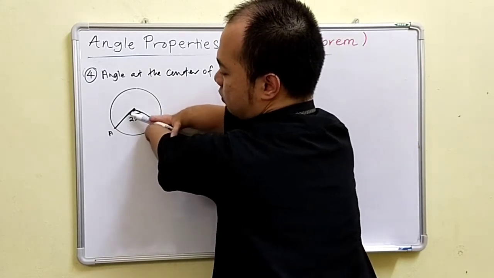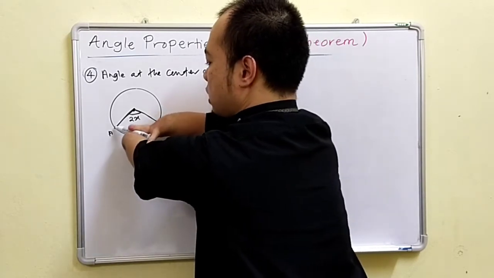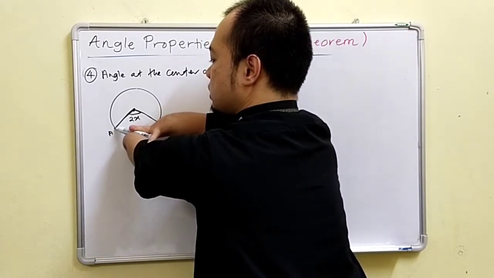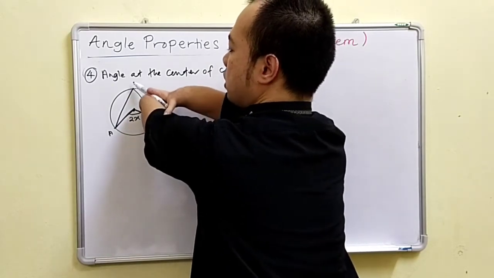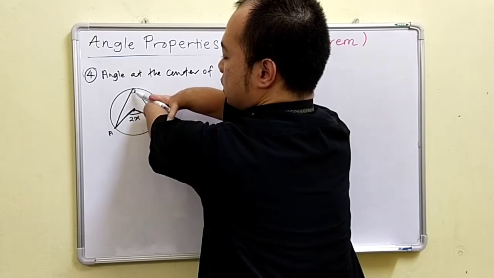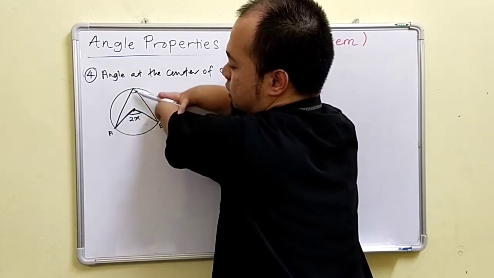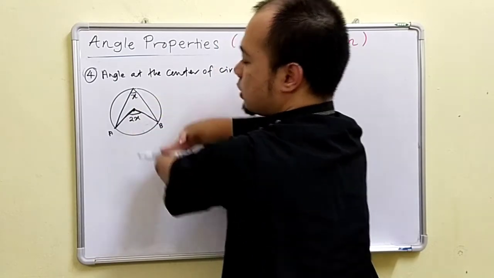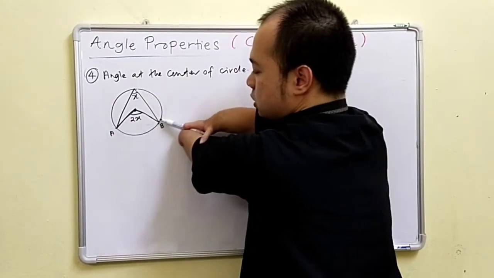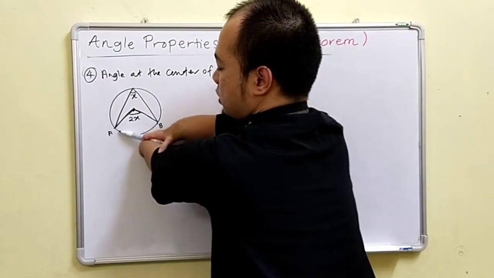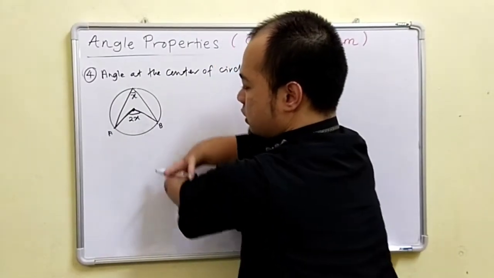If the angle is 2x from the same segment AB, now I project to the circumference, somewhere up there. The angle over here will automatically be half of the angle at the center. If this is 2x, this one becomes 1x, with the condition that it must come from the same segment of AB.